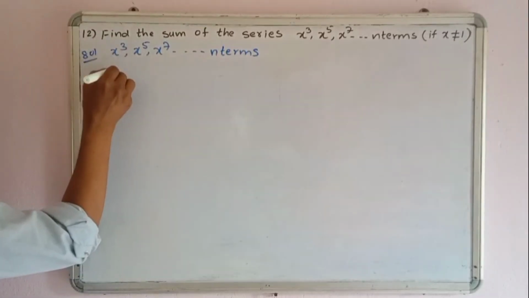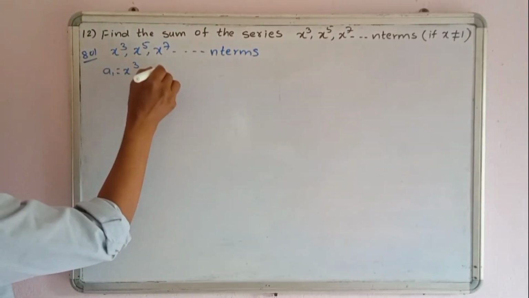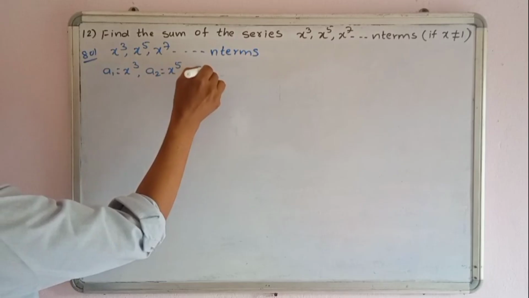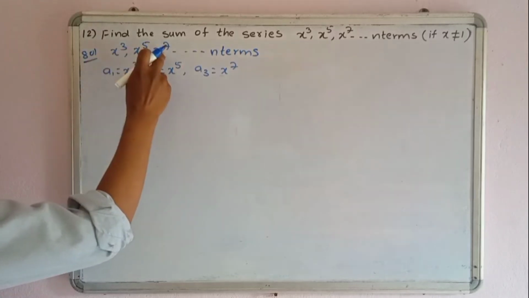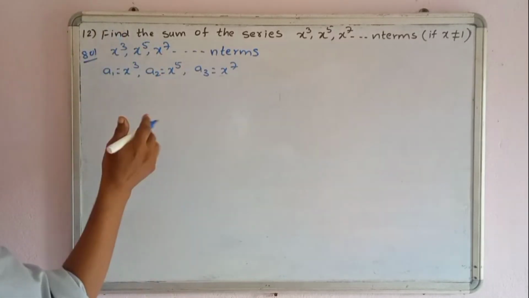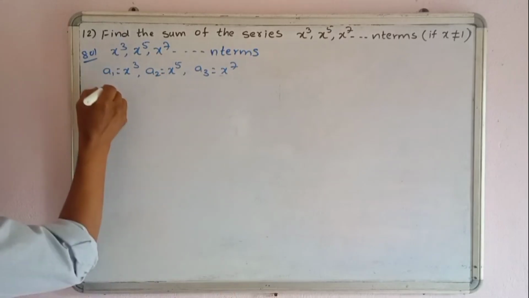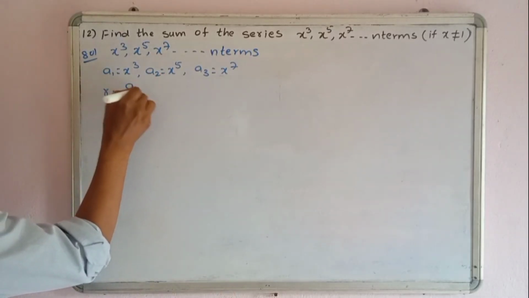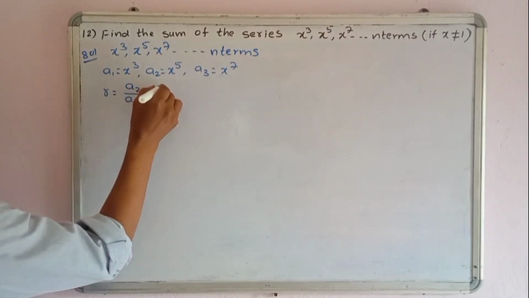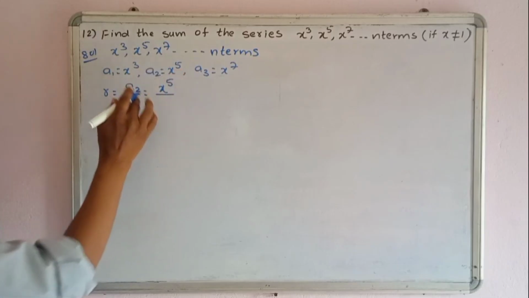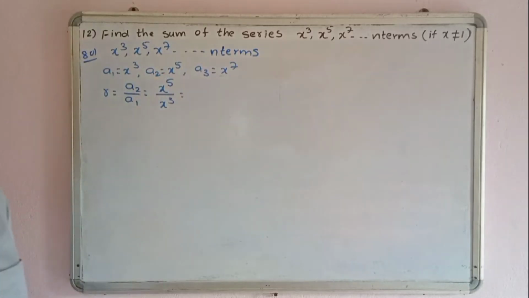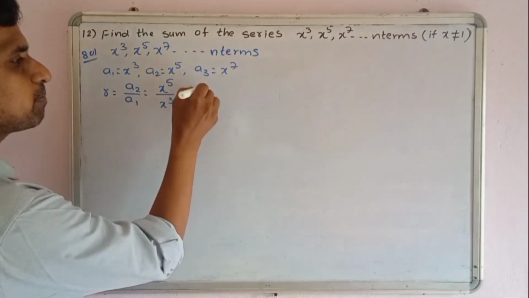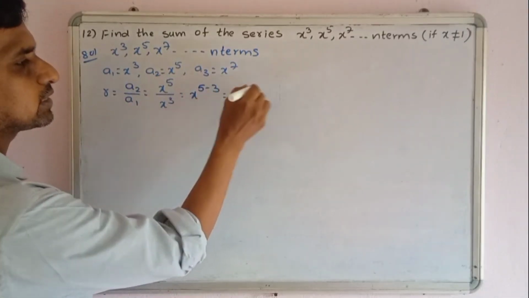Here a1 equals x cube, a2 equals x power 5, a3 equals x power 7, and so on. This is a geometric series because x power 5 by x cube is x square, and x power 7 by x power 5 is x square. So the common ratio is the same, so it is a geometric series. What is the common ratio formula? r equals a2 by a1. So x power 5 by x cube. a power m by a power n is a power m minus n, that is x square.